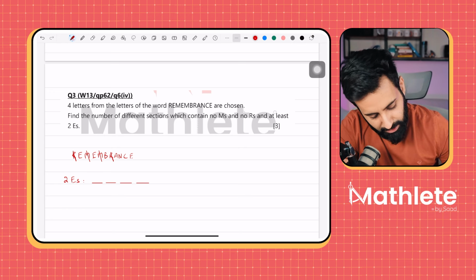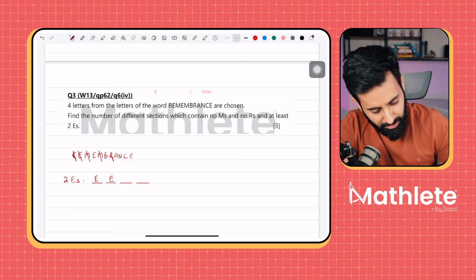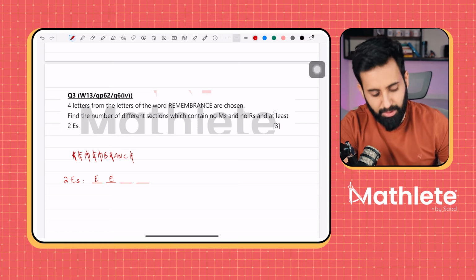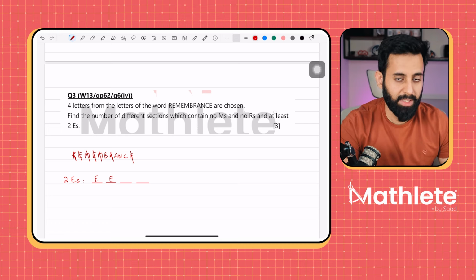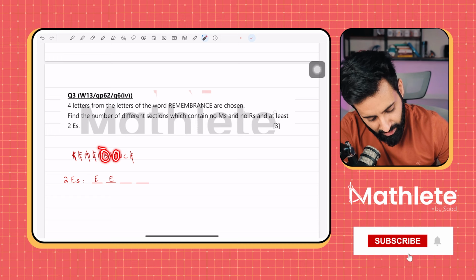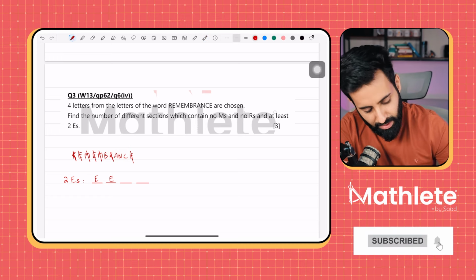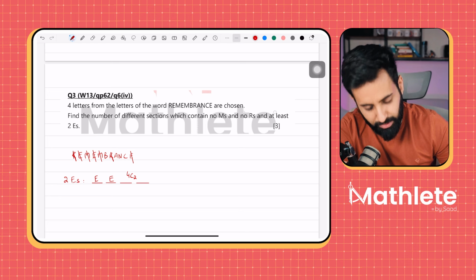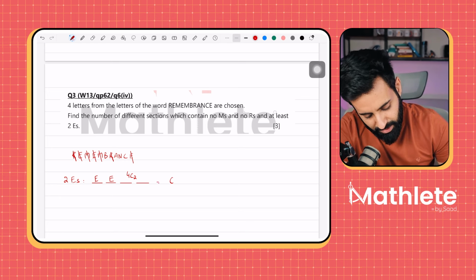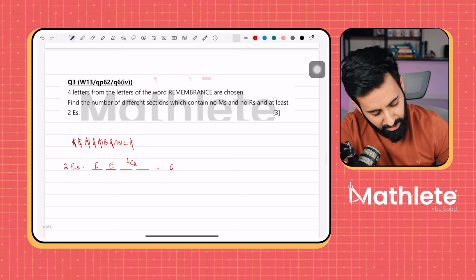Okay. And since we're supposed to select 2 E's only, let's cross out the 2 E's that we have selected. And let's cross out the other E since we're not supposed to select it, because if we do select it again, then it becomes 3 E's. Now, what are we left with? If you count the number of letters that we're left with, that's B, A, N, C. So altogether, we're left with 4 letters, of which we're supposed to select 2. So that's 4C2. 4C2 is 12. 12 upon 2, that's 6. Okay, so this can be done 6 ways.